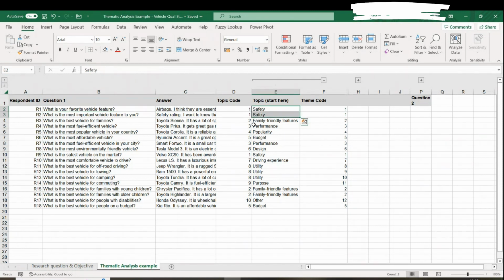So for safety, you see safety has code number 1. For everything that's safety, it is code number 1. So you could maybe start with these and say, okay, I want to have safety, I want to have this, I want to have that.